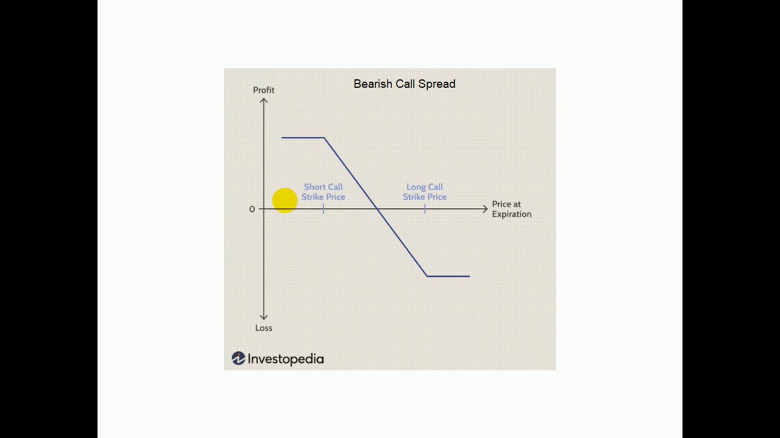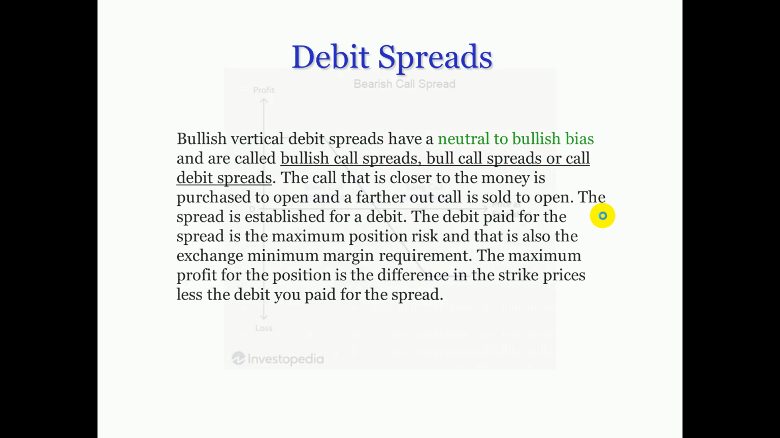If by chance you were wrong and the stock starts to inch its way higher and it gets above that short strike price, now you're going to start losing money, and your losses on the upside will be contained because you've created that spread. That is what the P&L graph looks like for a bearish call spread.